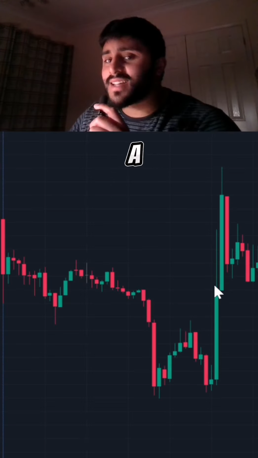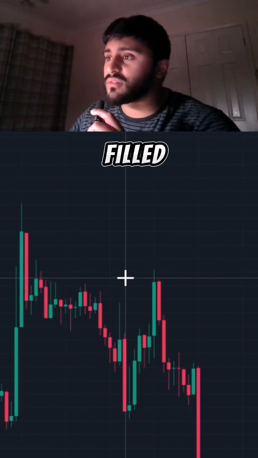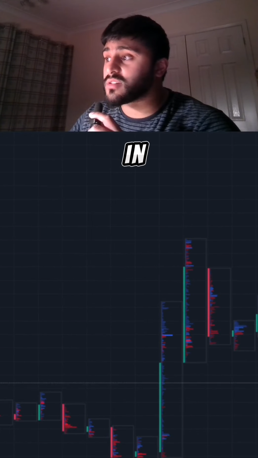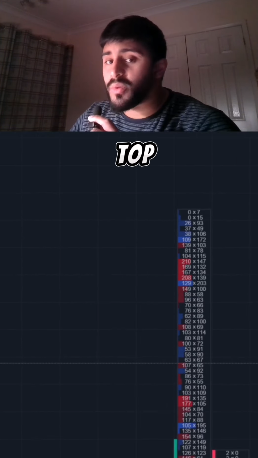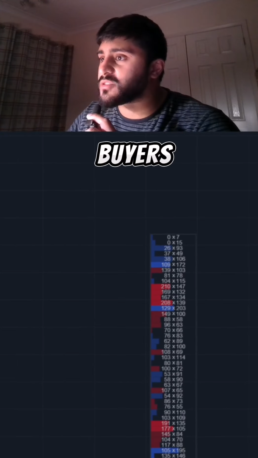Now from here, when we go to the ATAS platform, we see the exact same price action. We see this gap being filled over here. But now we need to go inside of the candles and understand what was going on in terms of the buyers and the sellers. So when we look into the candle over here, right at the top, we need to understand that there's such a small amount of volume and we can see buyers being trapped.